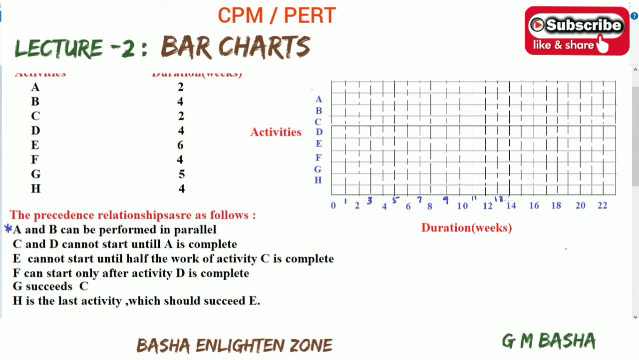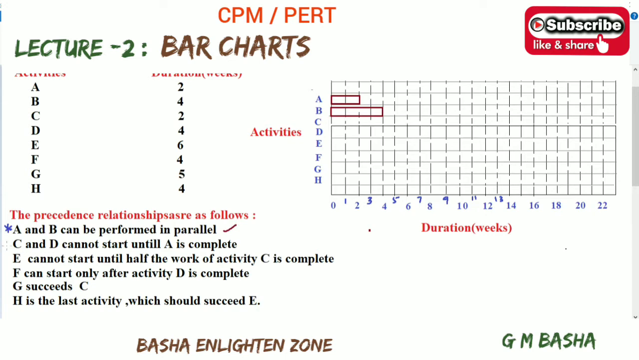Our first point is A and B can be performed in parallel, means both can start at a time, and the durations will be individual. I am taking A as 2 weeks. So from here I am taking the duration of A as 2 weeks. Up to here it will be 2 weeks because this is 0 to 1, 1 to 2. And B also starts parallelly like A, both started simultaneously at the 0th time. The duration of activity B will be 4 weeks. See here, 1, 2, 3, 4 weeks. Both are started simultaneously at a time. So your first task will be completed.